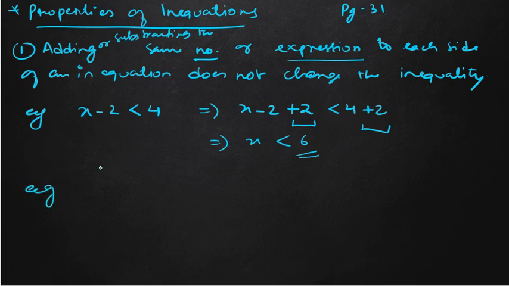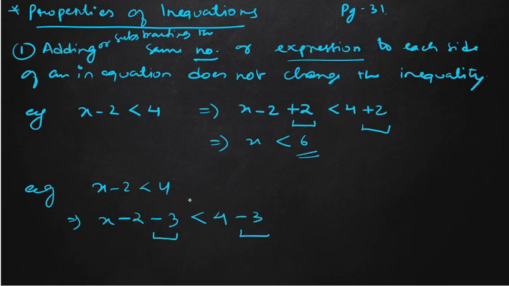Okay. Suppose we take another example. Suppose this example only, x minus 2 less than 4. So suppose we want to subtract minus 3 on both sides. So x minus 2 less than 4, and we have subtracted minus 3 on both sides. So the sign will remain the same. The sign will not change. Okay. So now you can solve it. So how can we solve it? This is x minus 2 minus 3, this will be x minus 5, less than 4 minus 3, this will be 1. So like this.